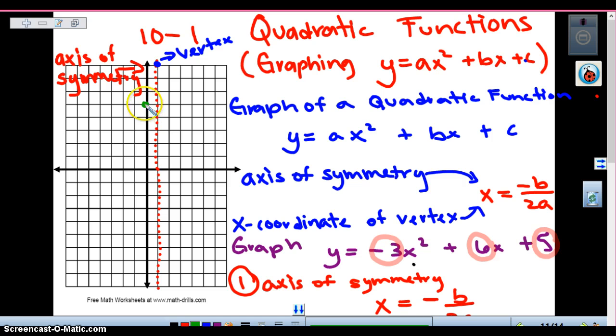If I have my y-intercept on one side of the axis of symmetry, remember the axis of symmetry is that line that goes right down the middle, can I mirror the y-intercept to the other side of the axis of symmetry? That would be right here. They're exactly one space apart from the axis of symmetry. Do I have enough points to draw my parabola? Yes.